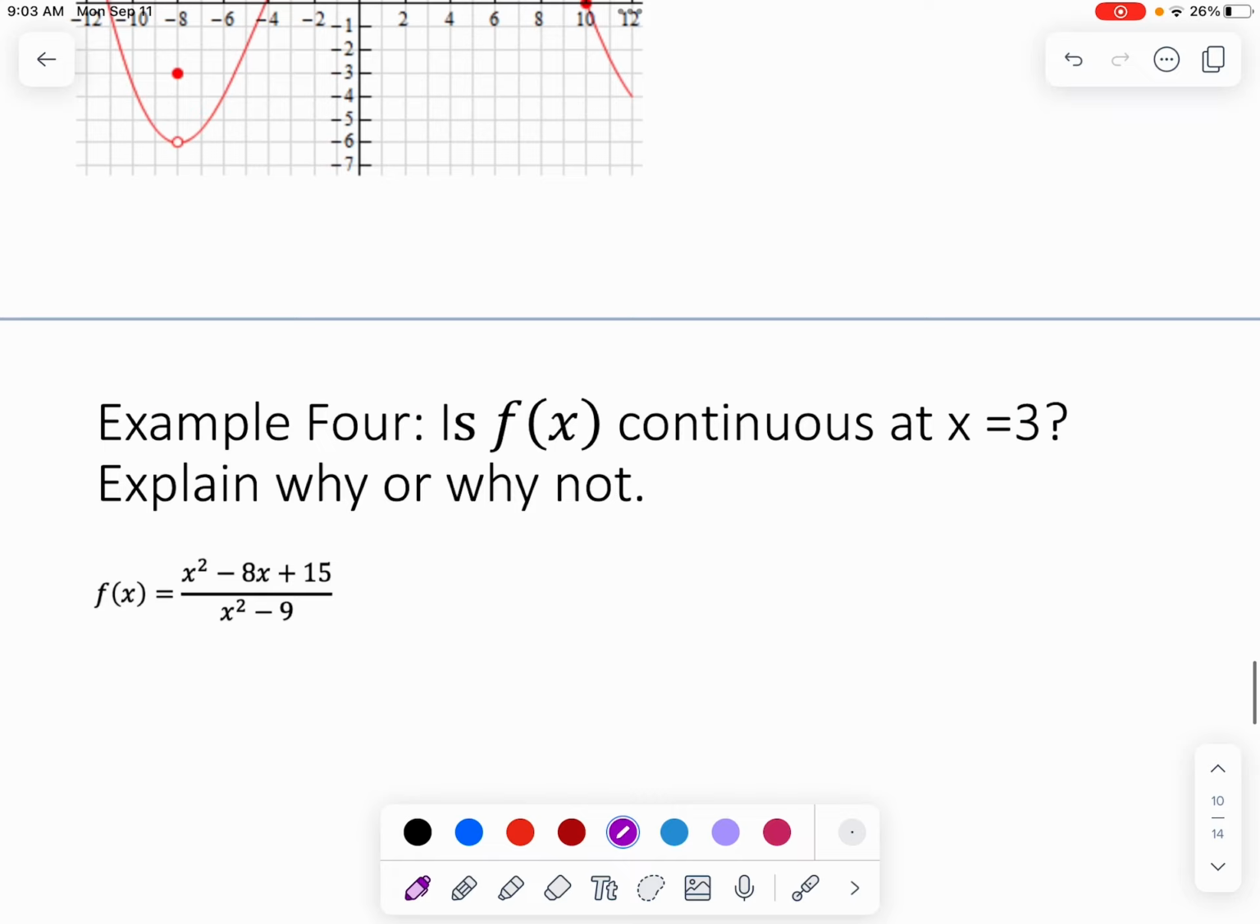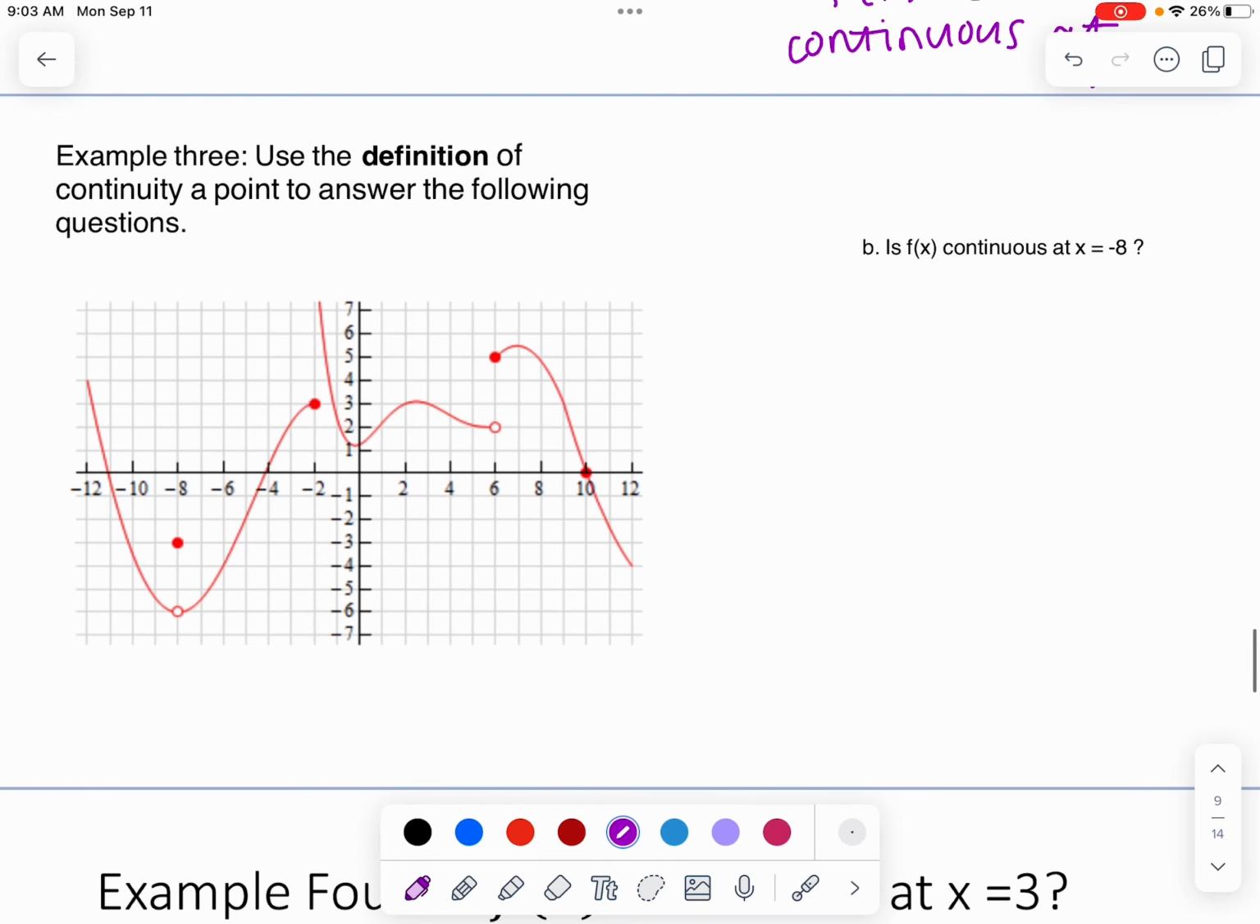Okay, one more graphical one, and then we're going to go on to some algebraic ones. So is it continuous at -8? Our eye glance is going to say no, because we have a removable discontinuity. But again, we're going to go through our steps, and I just want you to see the connection between the graphical representation and the algebraic representation. So number one, f of -8 is -3, because that's where the filled in point is.